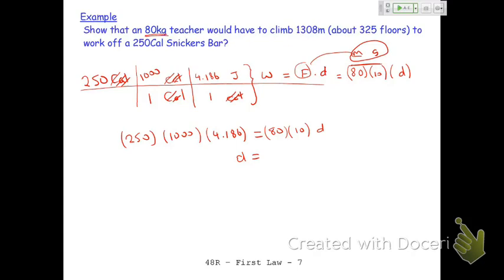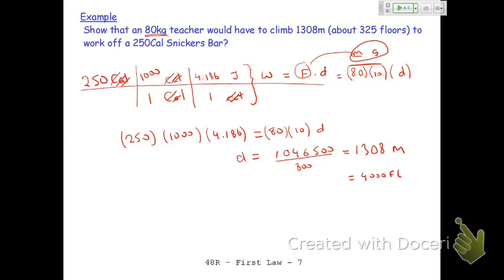So that on the left-hand side, by the way, is about 1 million. So that's 250 times 1,000 times 4.186. So that's going to be 1,046,500, whatever it is, over 800, divided by 800, which equals 1,380 meters, which is about, by the way, 4,000 feet.